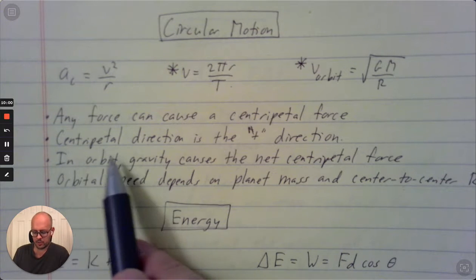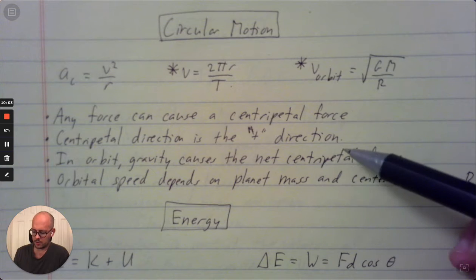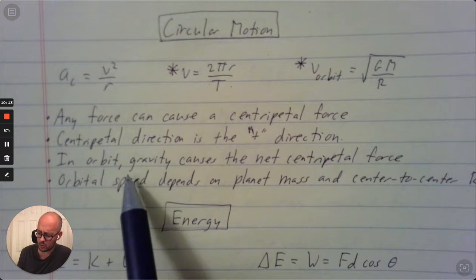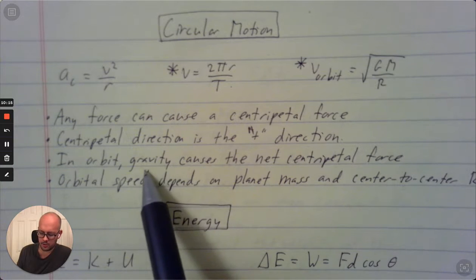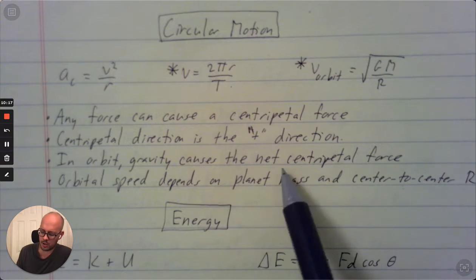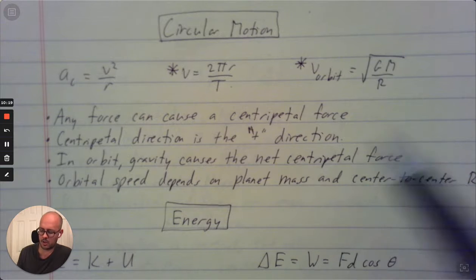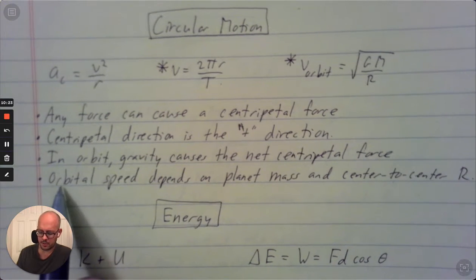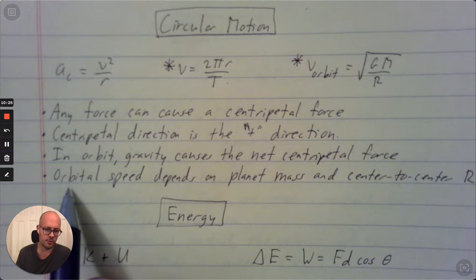So that's important. And really, I don't have this here, but rely on your use of Newton's second law for this one, because that's really what the circular motion unit is all about. In orbit, gravity, that would be Newton's universal gravitation, causes the net centripetal force, and this equation comes from that. Orbital speed is something that is constant for circular orbits, so satellites generally have largely circular orbits.